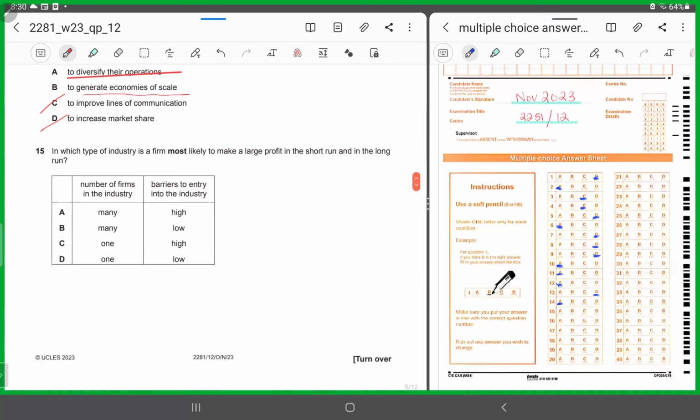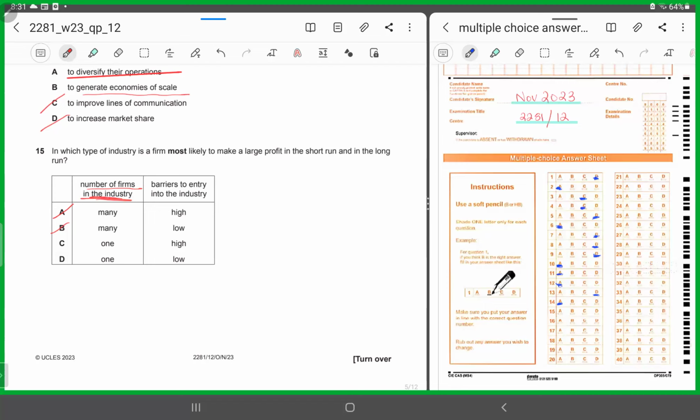15. In which type of industry is a firm most likely to make a large profit in the short run and in the long run? So it has to have a profitable situation both in the long and the short run. Number of firms in the industry, barriers to industry. So number of firms in the industry, there are a lot of firms in the industry. So in the short run, it won't be able to. So A and B, if you look at the first table, so it cannot be. So A and B, you can chop it off at that moment only.